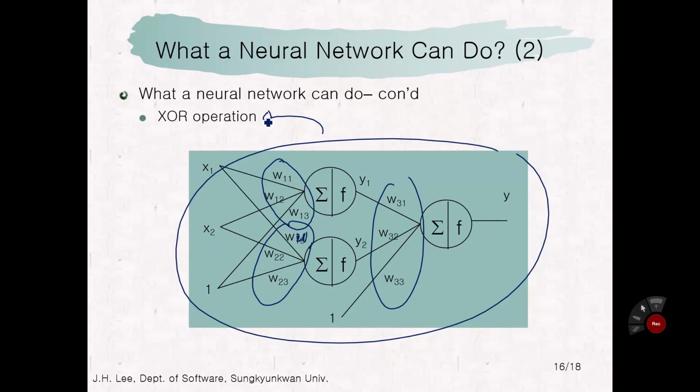Okay, let's think about this. Which values are needed for exclusive OR? Can you set up the W's, W11, W12, W13, W21, W22, W23, and so on, every connection weight for exclusive OR? Can you do this?